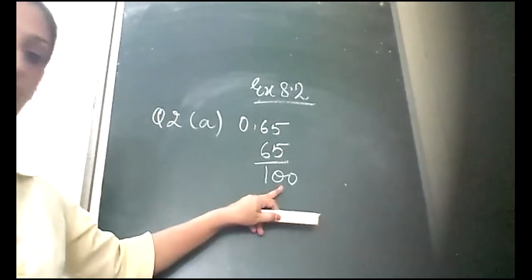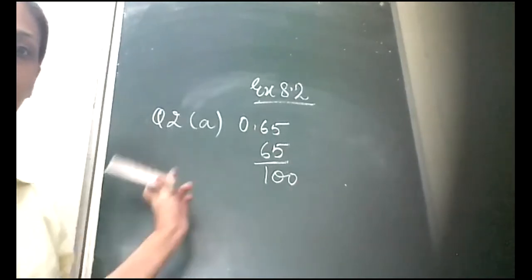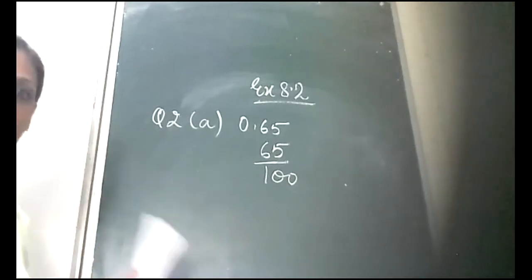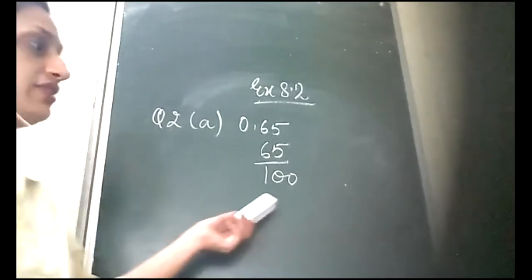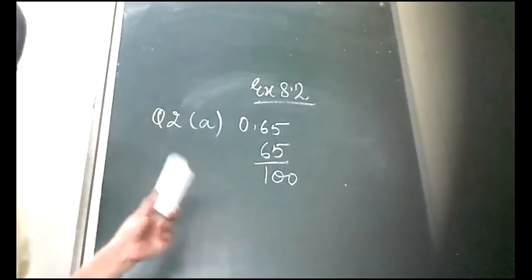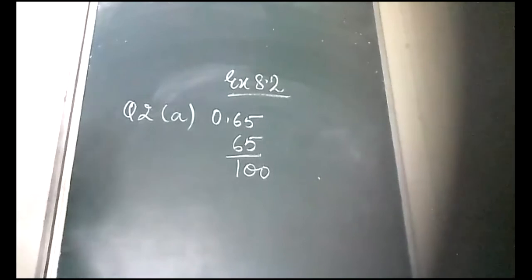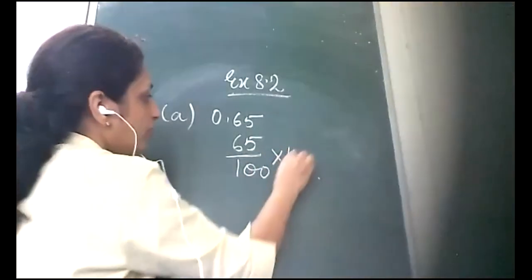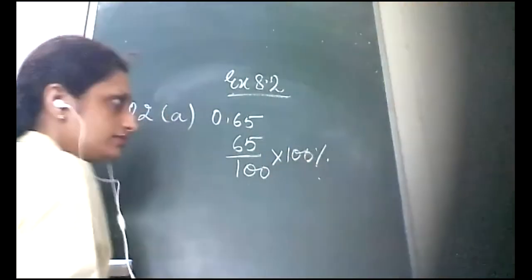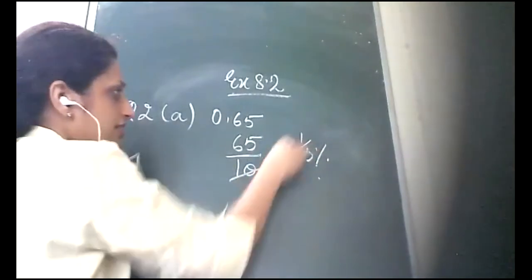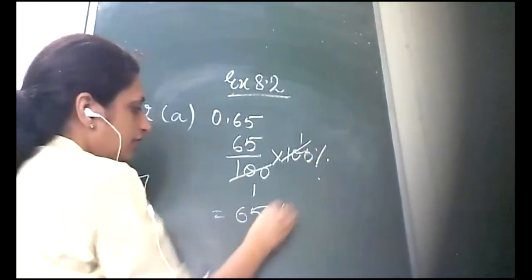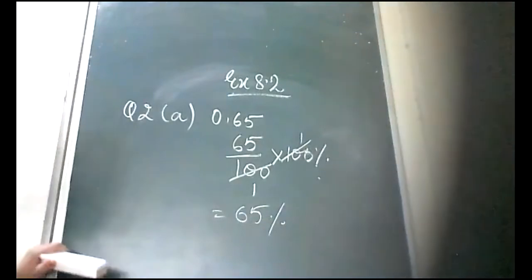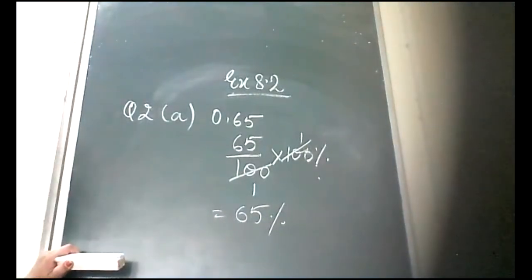Now to convert this fraction into percentage, as you have done in question number 1, we are going to multiply it with 100%. 100 and 100 will cancel out. 65 remains. So 65% will be the answer. Is it clear?